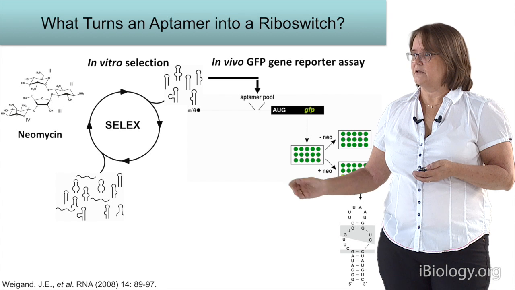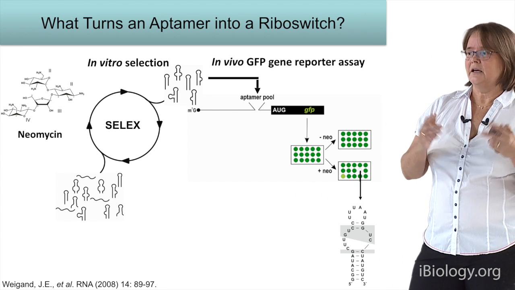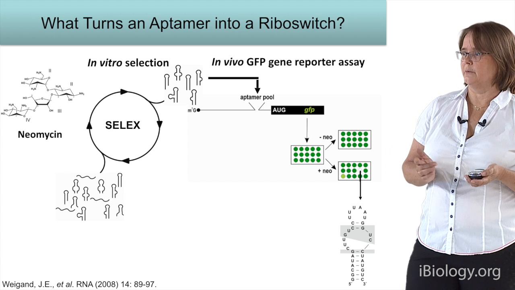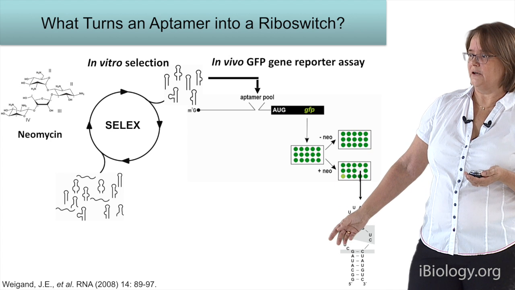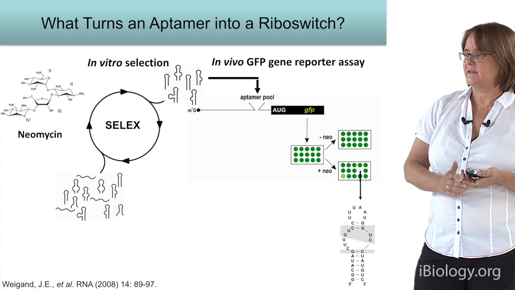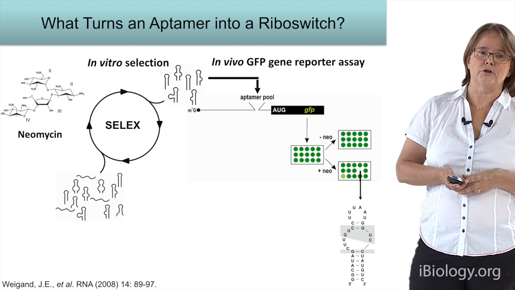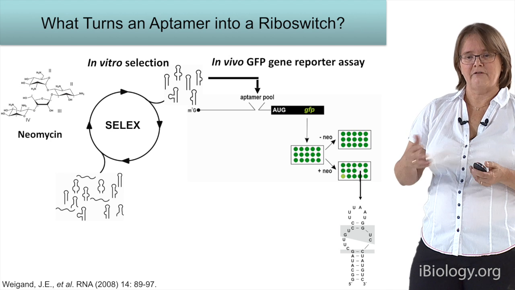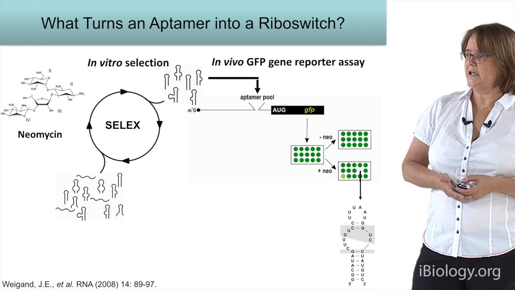And then we screened on 96-well plates for aptamers which have exactly the phenotype we looked for. So here we have found one aptamer which, if inserted in front of a GFP reporter gene, led to decreased fluorescence if we add neomycin. The sequence is shown here.